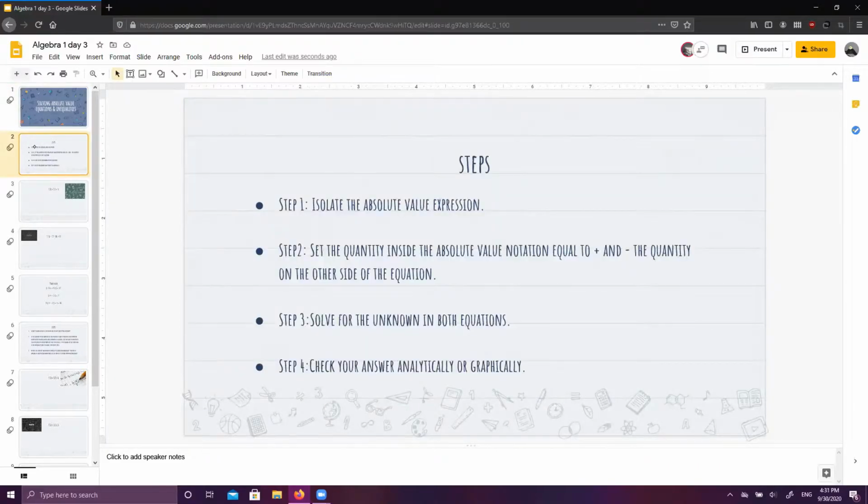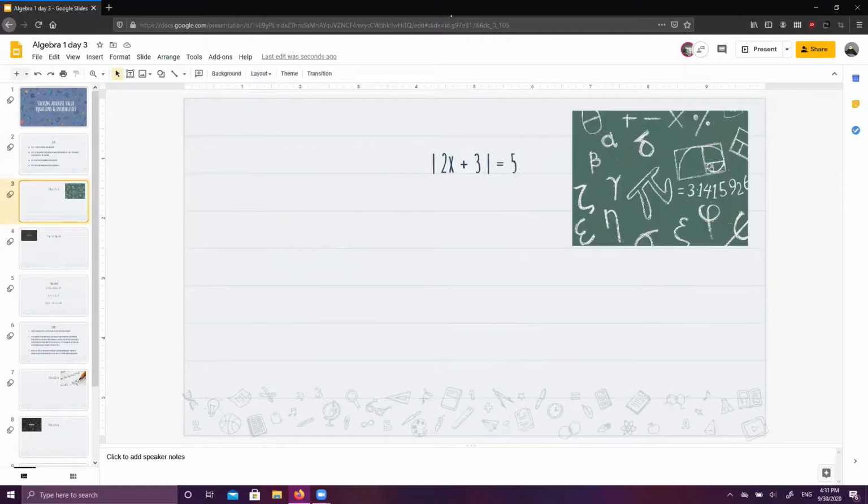These are the steps. We have to isolate the absolute value expression, set the quantity inside the absolute value notations equal to a positive or a negative on either side of the equation, solve for the unknown in both equations, and then you can check your answer at the end. This is one of our examples.